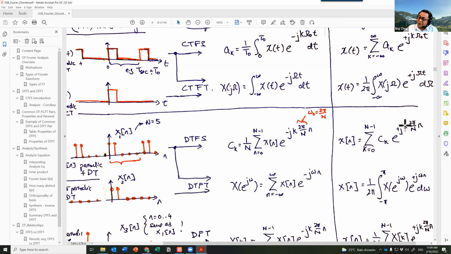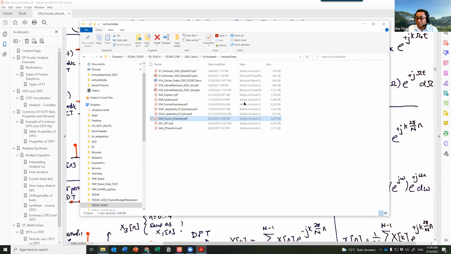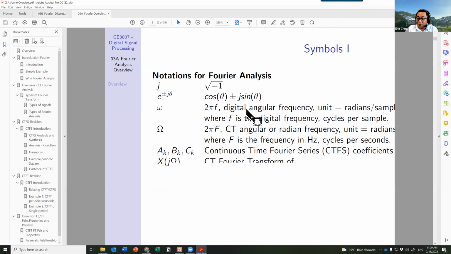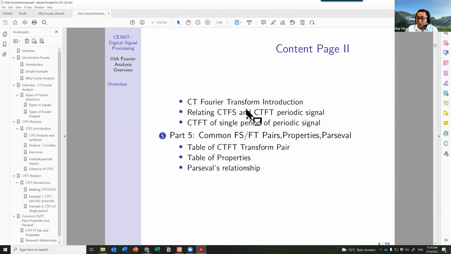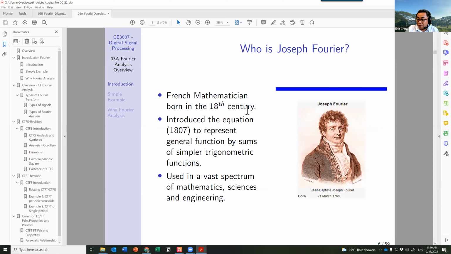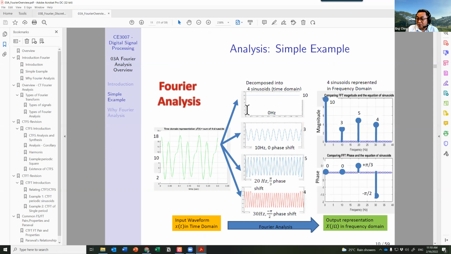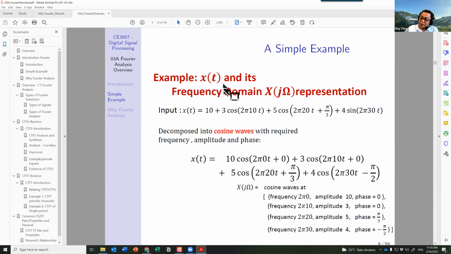This is different frequency, right? K times different frequency. CK is revealing the magnitude and the phase. So in fact, this little equation here, if you look back at the slide, it is actually doing exactly this guy.